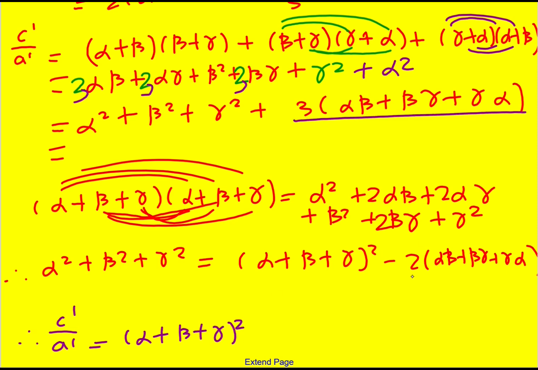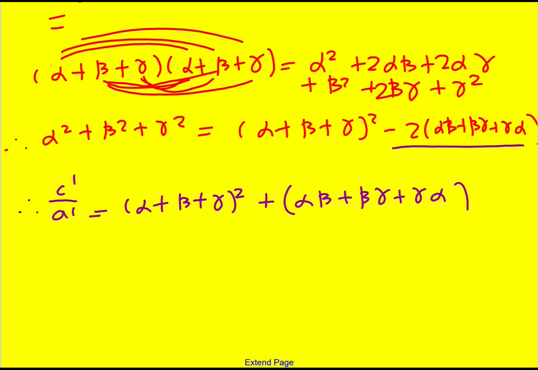Then I'm adding 3 of these, but then I'm minusing 2 of them. So I'm just going to get alpha beta plus beta gamma plus gamma alpha. Okay, and that's the formula that you might learn in this situation. Nah, I wouldn't bother.